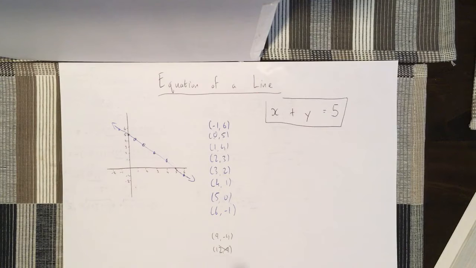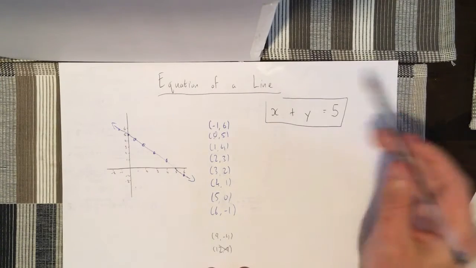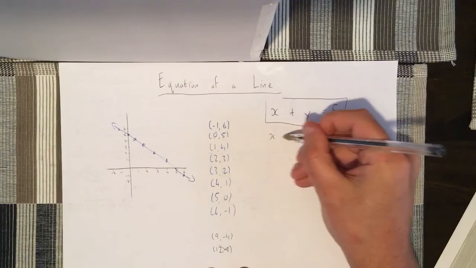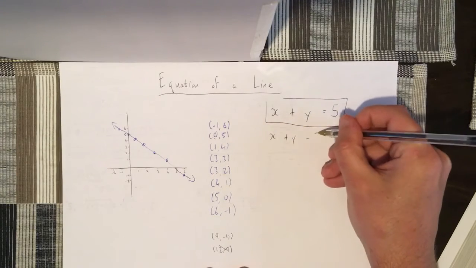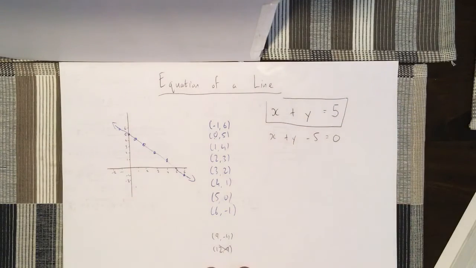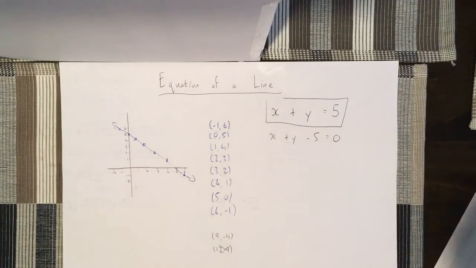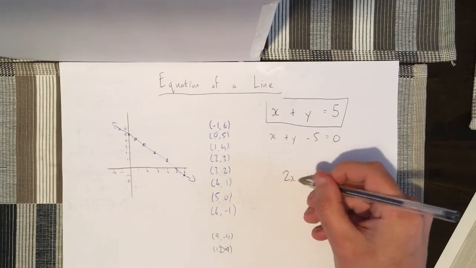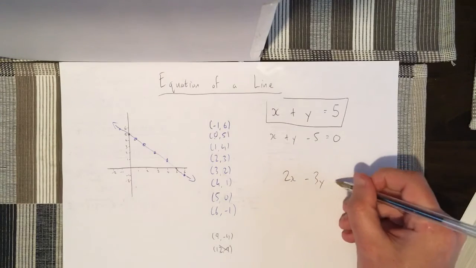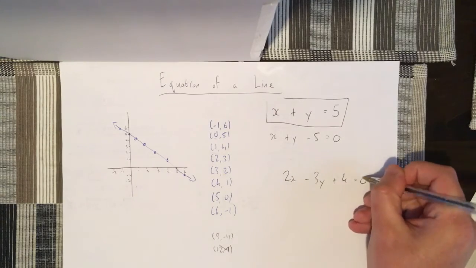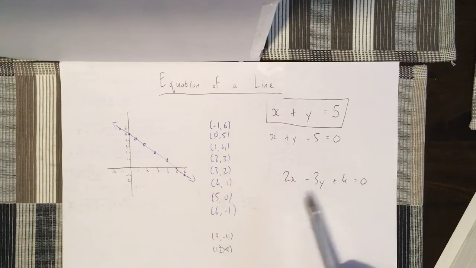It's not just going to be x plus y equals a number. They mightn't be as obvious to see as that, but that really is what the equation of a line is. You can rewrite it a little bit. You could write the equation here as x plus y minus 5 equals 0. It means the same thing. As I said, they'll get a little bit trickier, but it'll be like 2x minus 3y plus 4 equals 0. So that would be the equation of some line.